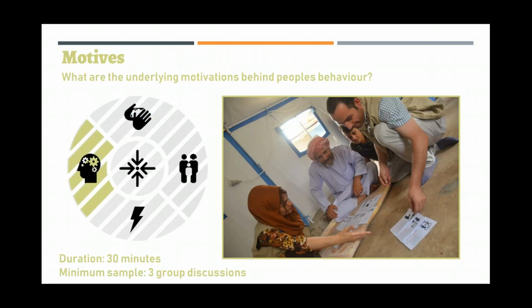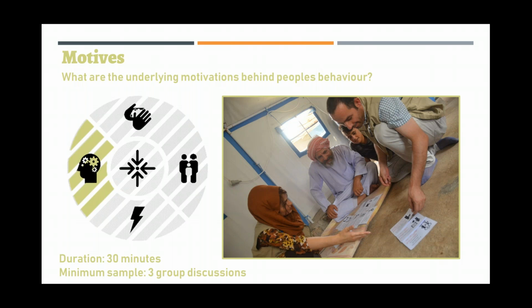The second method is motives, which helps us understand the underlying motivations influencing people's hand washing behavior. This is a method that we do within focus group discussions. It requires you to introduce participants to a set of character cards. For example, these characters include a person who is respected because of their education and wisdom, and a person who values having lots of friends. There are about 12 cards altogether.